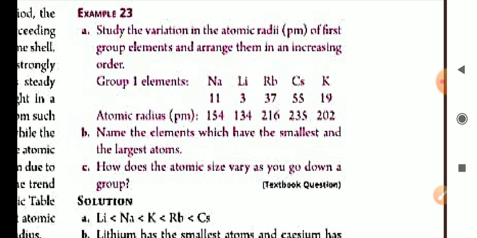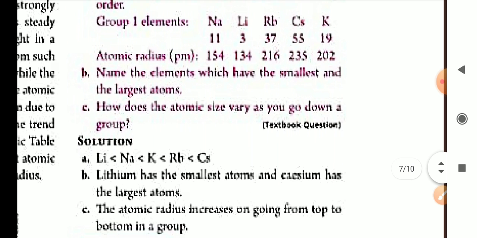So group 1 elements and atomic radius are given. Which have the smallest and the largest atom? If we move down the group, the atomic radius will increase. So that means lithium has the smallest atomic radius and the last one has the highest atomic radius. So here it will be lithium less than sodium, less than potassium, less than rubidium and cesium.